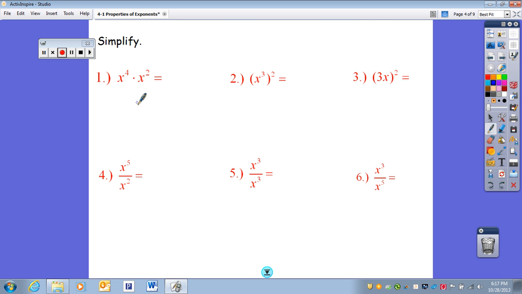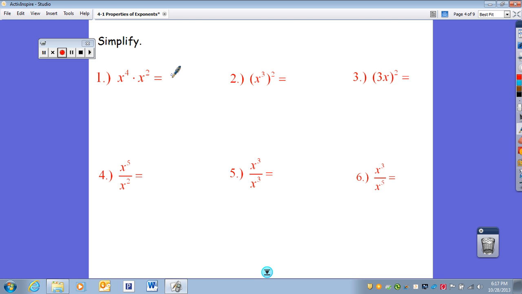If I have x to the 4th times x to the 2nd, remember that we keep the base and we add the exponents. For those of us that want to remember what this means, if I have x to the 4th power, that means I have 4 x's times x to the 2nd, which is 2 x's. So altogether I have 6 x's, and that's why the shortcut rule works.